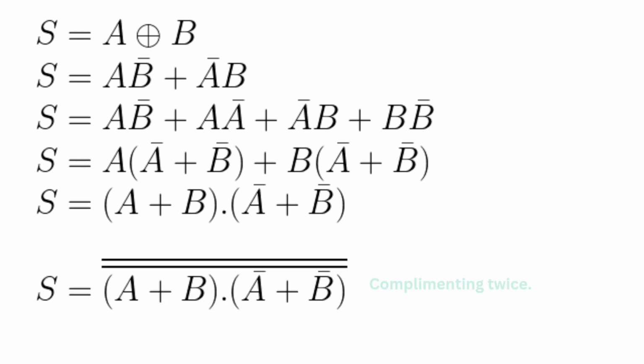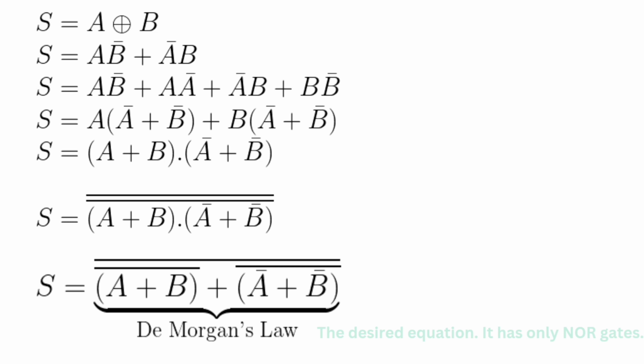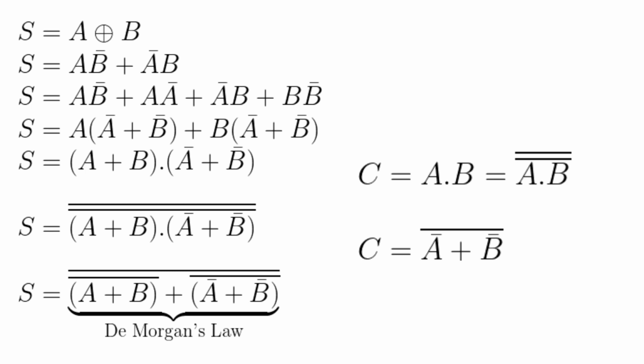Now complementing twice. After this step, we apply De Morgan's law. This is the desired equation and it has only NOR gates. For carry, we'll do like this. I hope you understand.